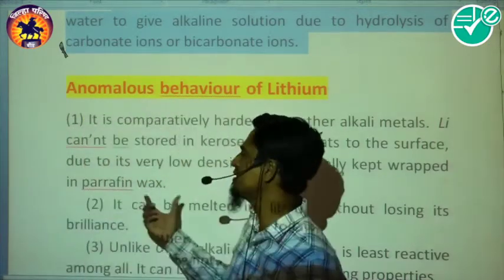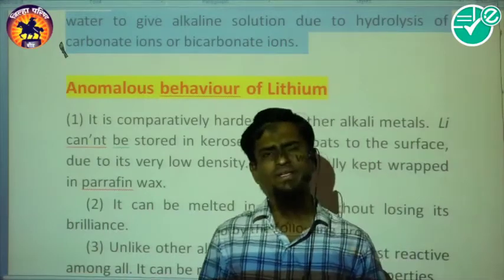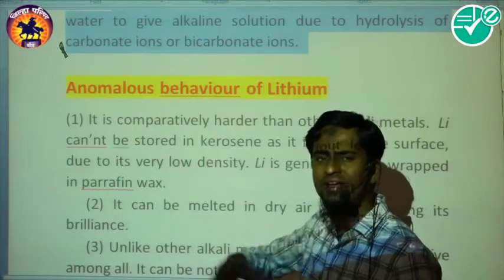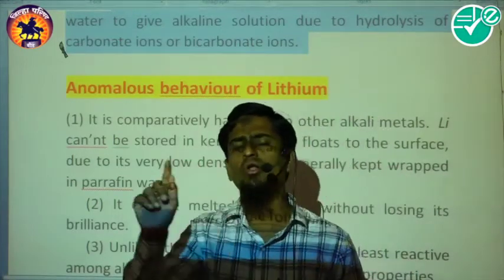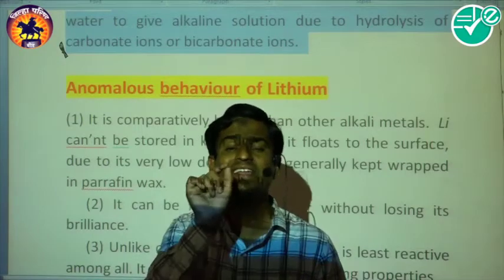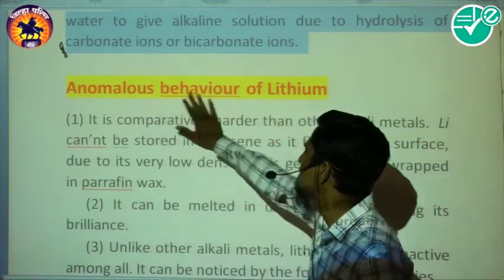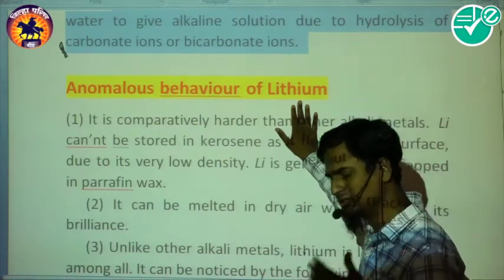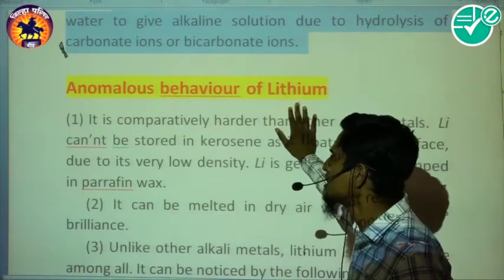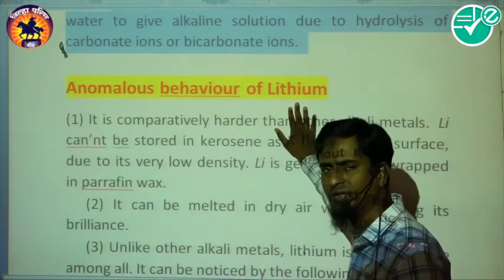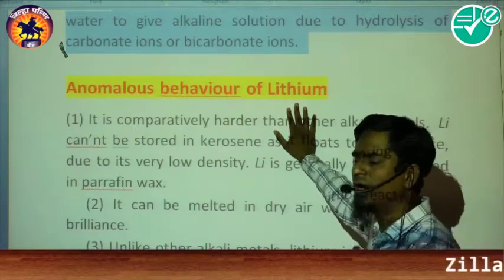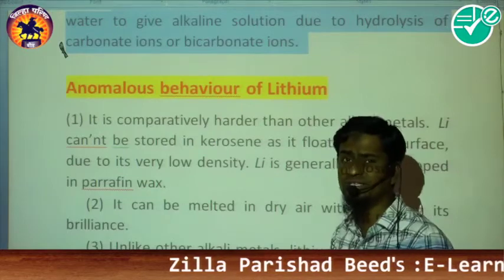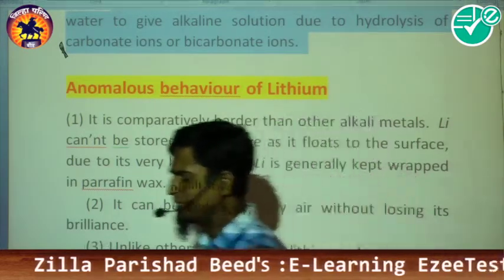Listen, why do you have to remember this point? Among these points, whatever I explain now, in the exam they ask which one of the following statements is incorrect about the anomalous nature of lithium. Or beryllium. In group two, beryllium also shows such anomalous nature. We will see that after some time. So you have to remember these points only. You have to memorize them. Now I am going to explain one by one.